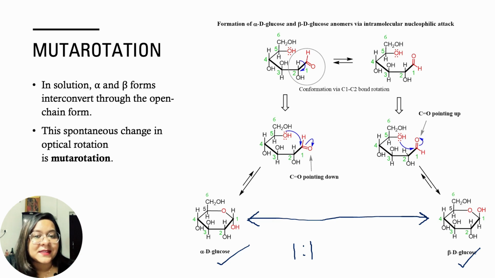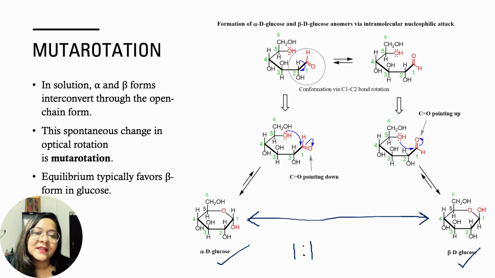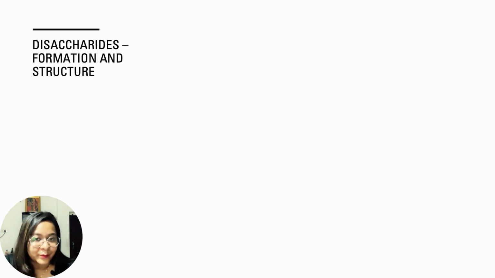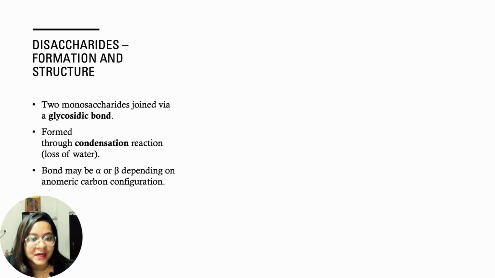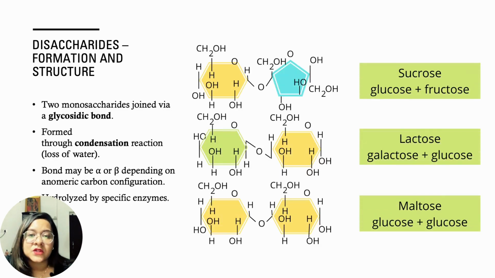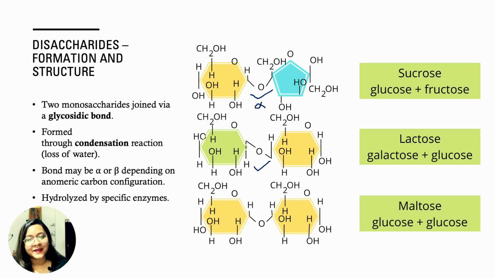Now coming to the disaccharides. Disaccharides are formed via glycosidic bonds between two monosaccharide units in a condensation reaction. This involves the loss of a water molecule. The bond may be alpha or beta in nature, depending on the configuration at the anomeric carbon. Disaccharides like sucrose, lactose, and maltose play significant roles in nutrition and metabolism and are hydrolyzed by specific enzymes.